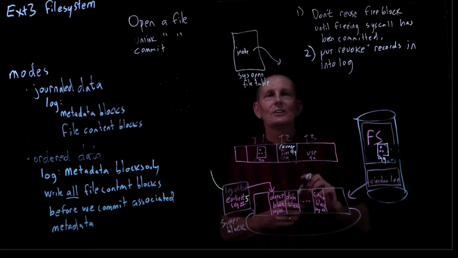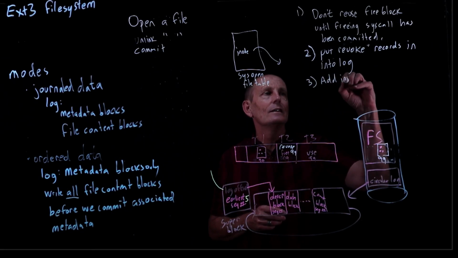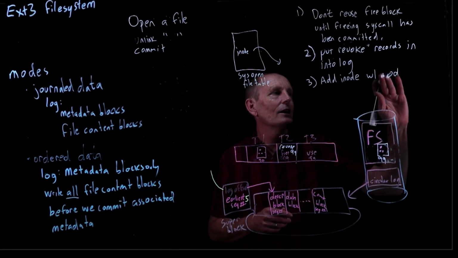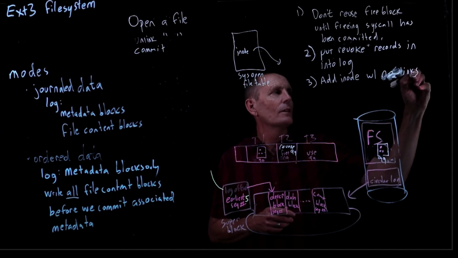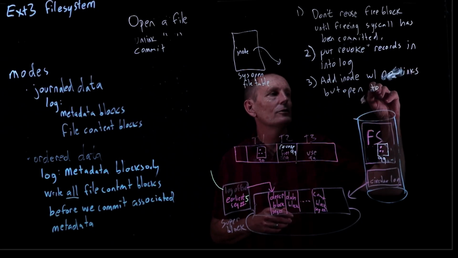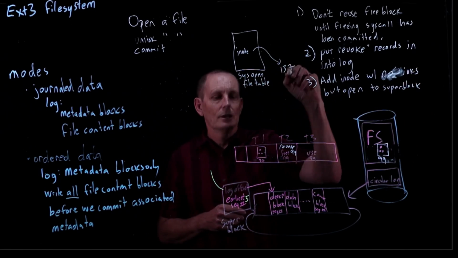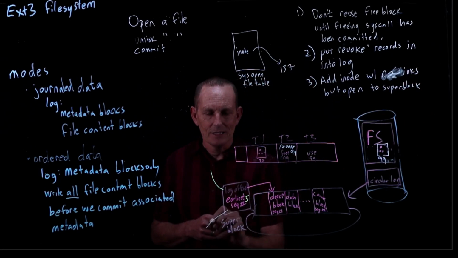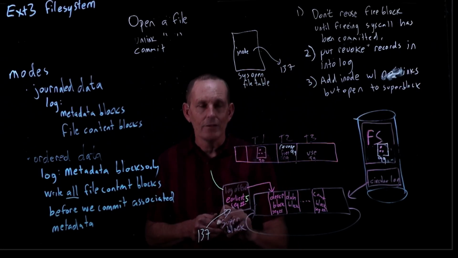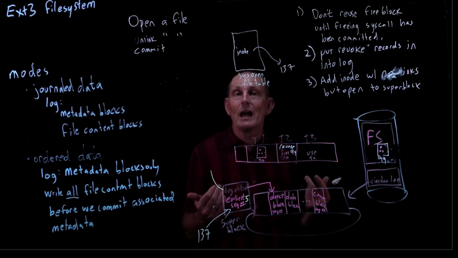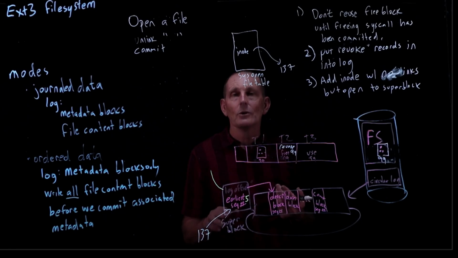So the solution here is we add an inode that has no links but is open to the superblock. So if this is inode number 137, we'd actually put a list in the superblock that says 137. And then when we restart, we're going to go through and say, okay, these inodes had been freed, but needed to still be around because they were parts of open files. We'll go ahead and remove those.